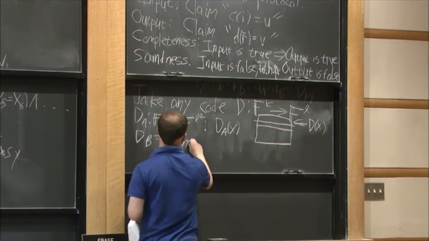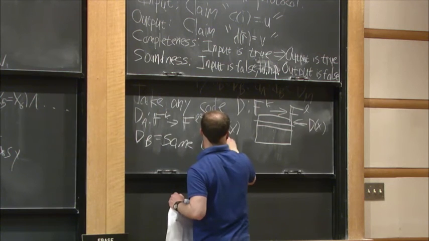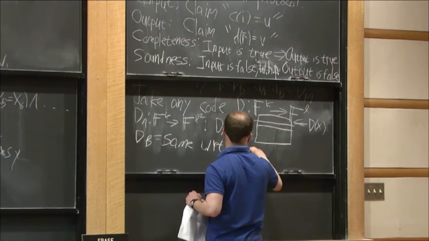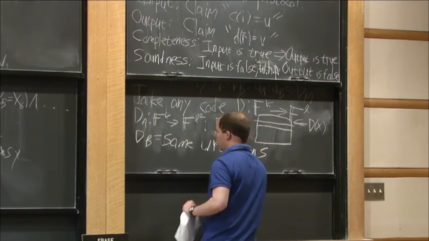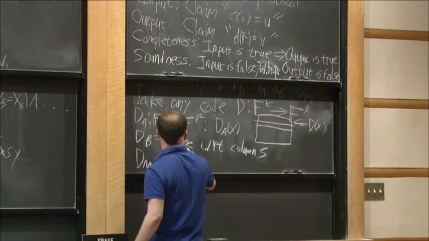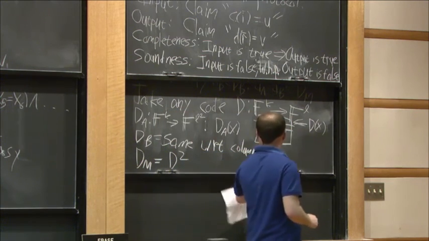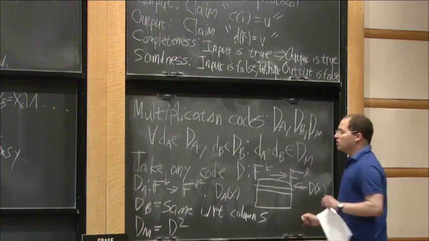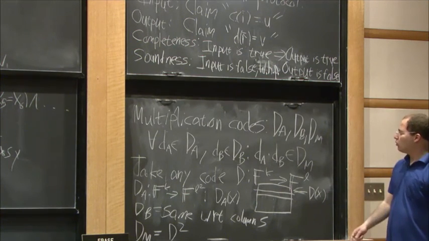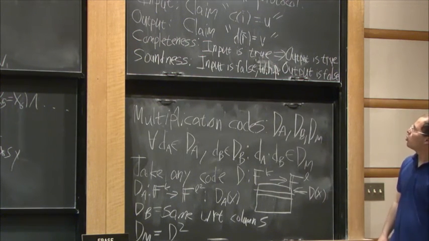Same with respect to columns. And dm would be d squared. Now, why should this work? Why should it satisfy the multiplication property?